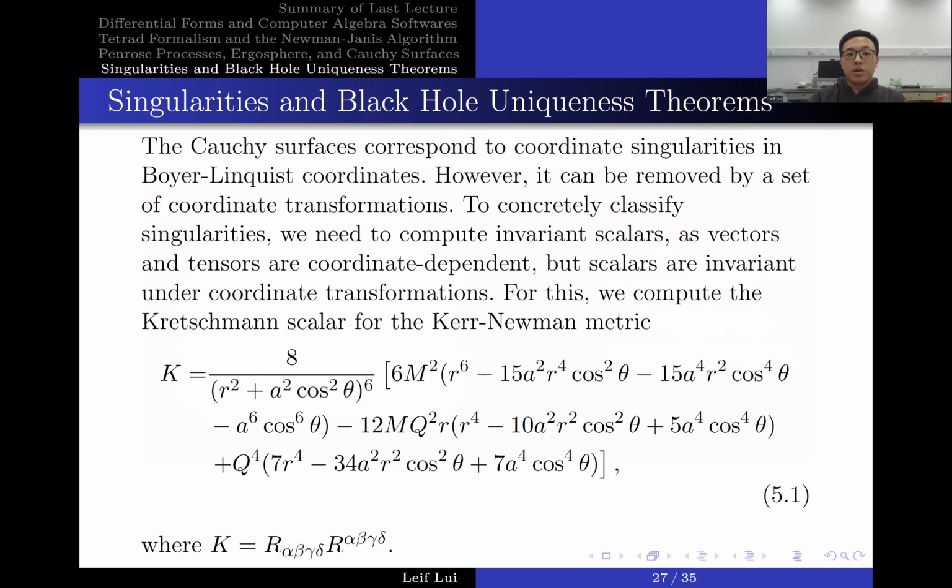Basically, the Cauchy surface corresponds to coordinate singularities in Boyer-Lindquist coordinates. However, recall from the very first lecture, it can be removed by a set of coordinate transformations. To concretely classify singularities, we need to compute invariant scalars, as vectors and tensors are coordinate dependent, but scalars are invariant under coordinate transformations. Therefore, we compute the Kretschmann scalar for the Kerr-Newman metric.